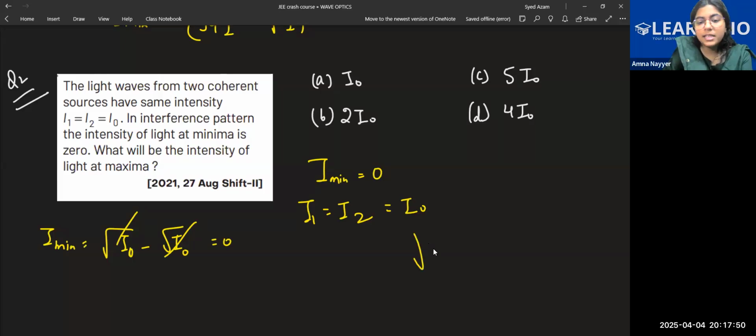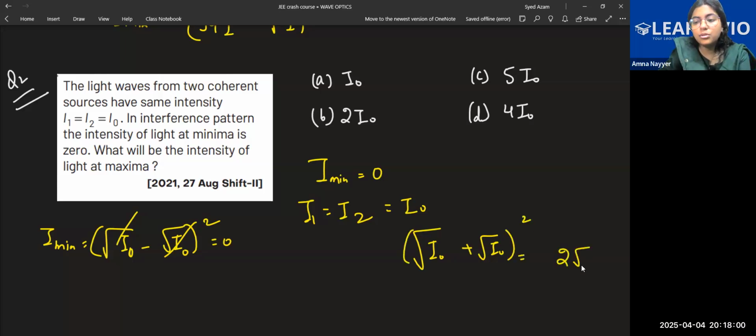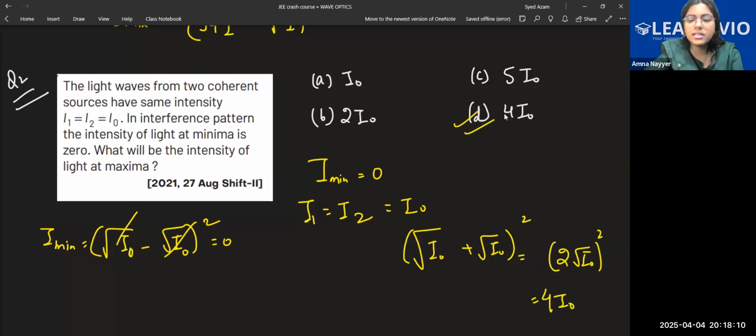So maximum means root I0 plus root I0, whole square, and you're adding it. So this becomes 2 root I0's whole square. So this is 2 square is 4, I0 is I0. So answer is D. Try to remember this answer also because this has come a lot in the previous year questions. Write it. One more question we'll see, based on this intensity.